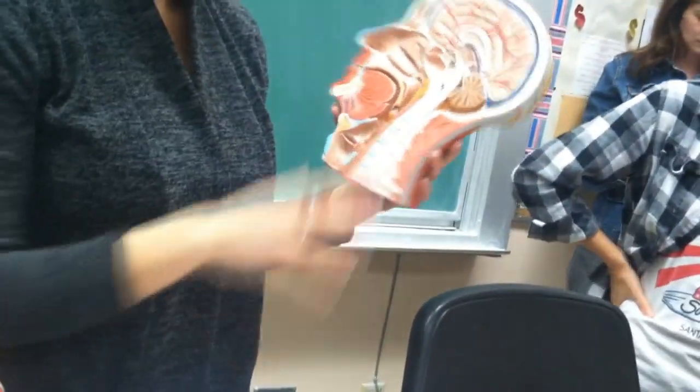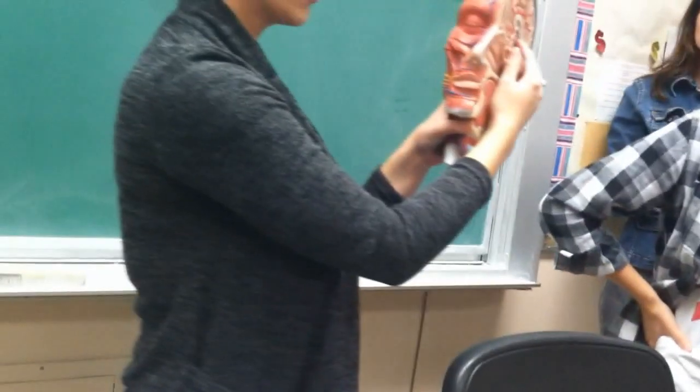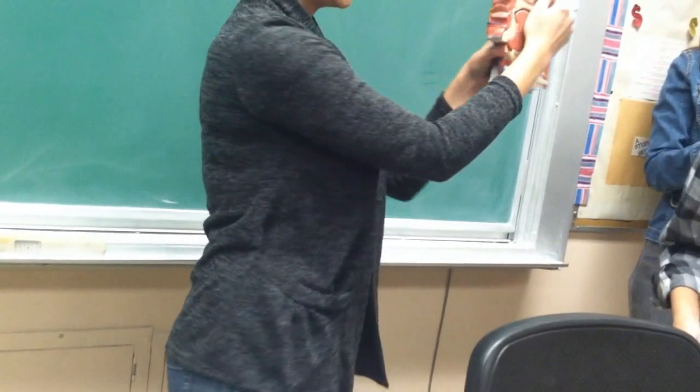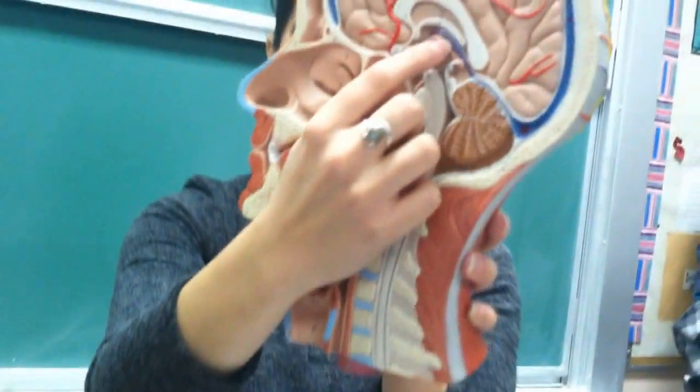Next thing on here is choroid plexus. On this model, the choroid plexus is this blue and red structure. Choroid plexus is a cluster of blood vessels and specialized cells that work together to create cerebrospinal fluid, or CSF. So the blue and red right there, that's going to be the choroid plexus.